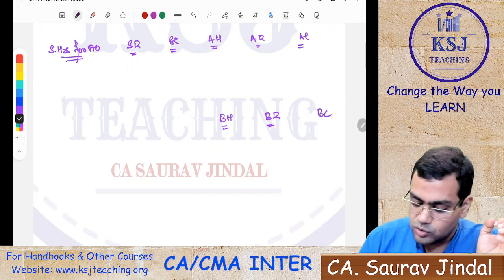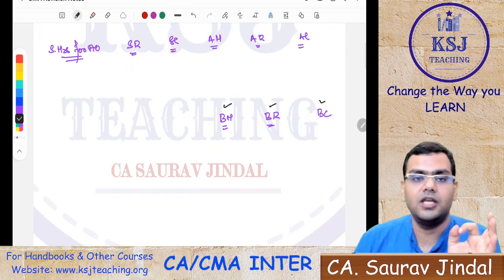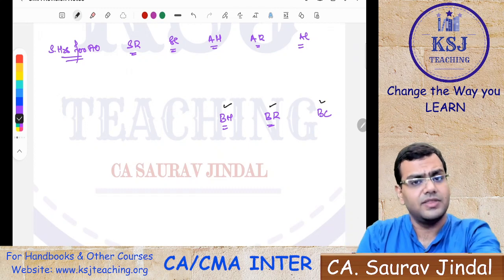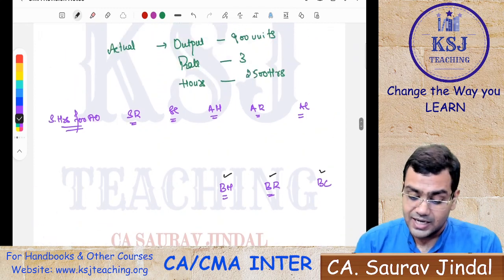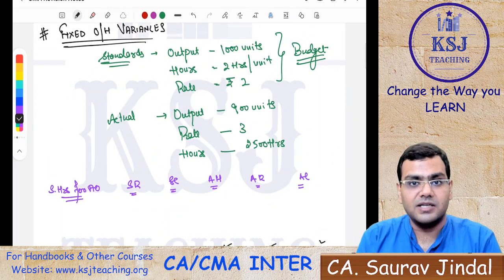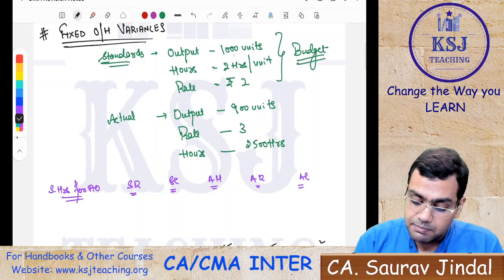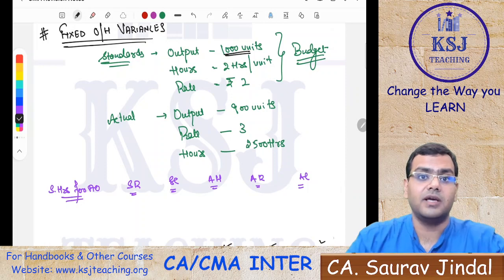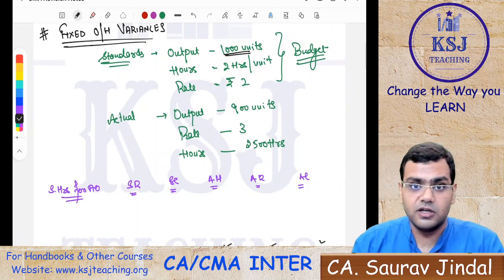The first rule is that you have to start with this data. In most of the cases, this data will be given to you. Budgets relate to the hours and the cost related to the budgeted output, what you originally planned for, not for the actual output.